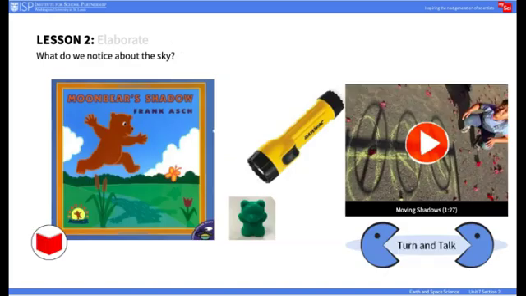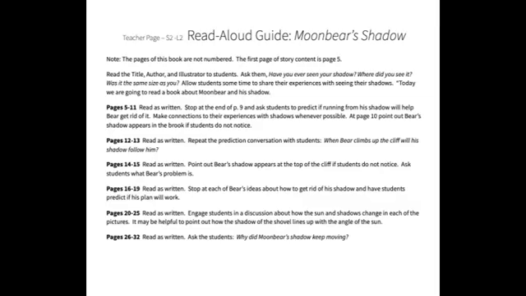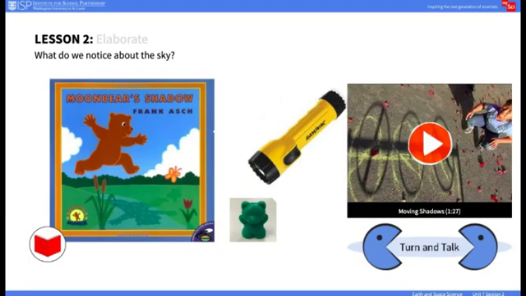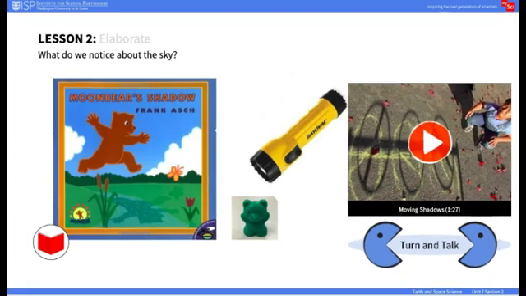In the Elaborate, start by reading aloud Moon Bear's Shadow. A detailed read-aloud guide is here on teacher page 4. After the read-aloud, have students use a turn and talk strategy to discuss why Moon Bear's shadow kept moving in the story. Next, put the students into 6 groups with 1 bear and 1 flashlight per group.